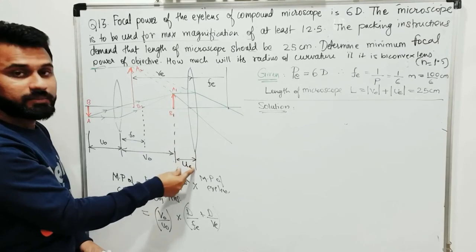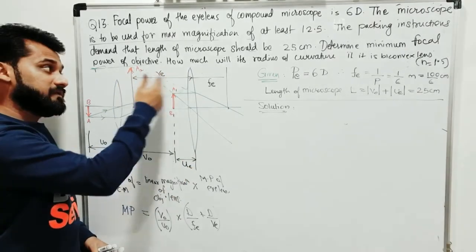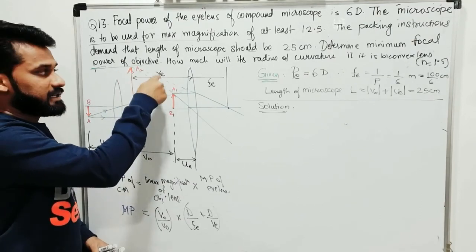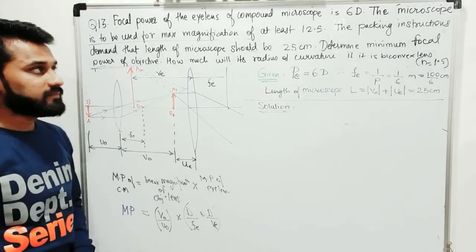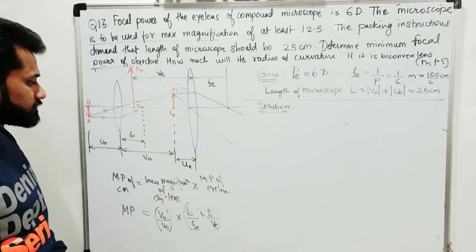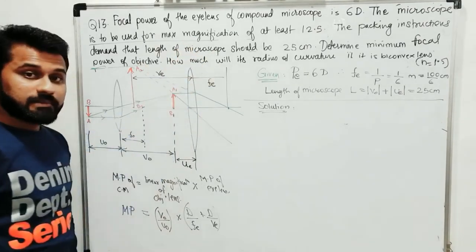So its distance will be UE. Its final image's distance will be VE. Final image is V. E stands for eyepiece, and its focal length is FE. This is the basic construction of a compound microscope, and the question is related to the magnifying power of a compound microscope.